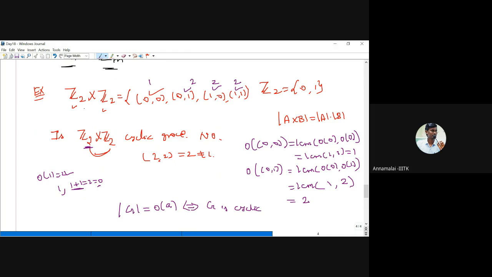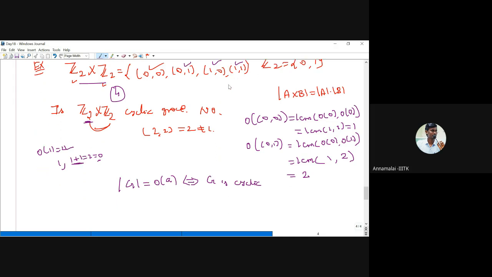Now we know that the order of the group is 4 because it contains 4 elements. But this group does not contain any element whose order is 4. The maximum order is 2. Therefore, we can directly say that Z2 cross Z2 is not a cyclic group, because it does not contain any element whose order is 4. So anyway, this is a method to find the order of any ordered pair.